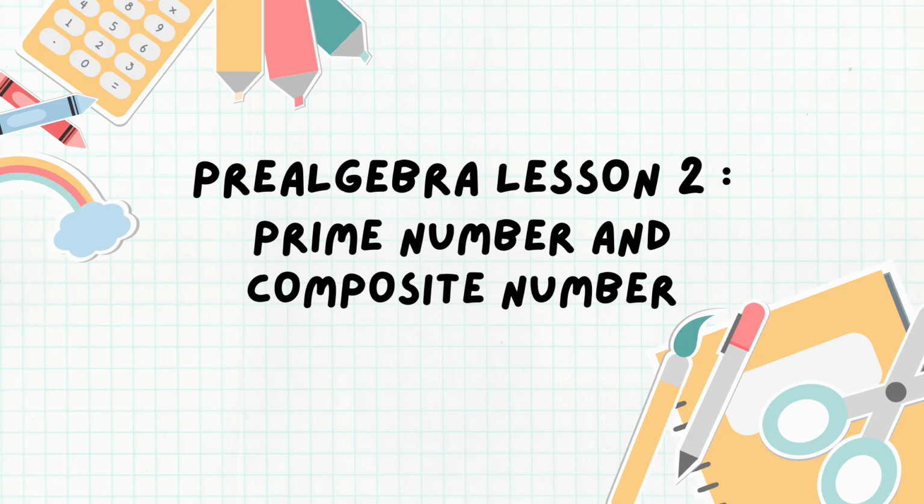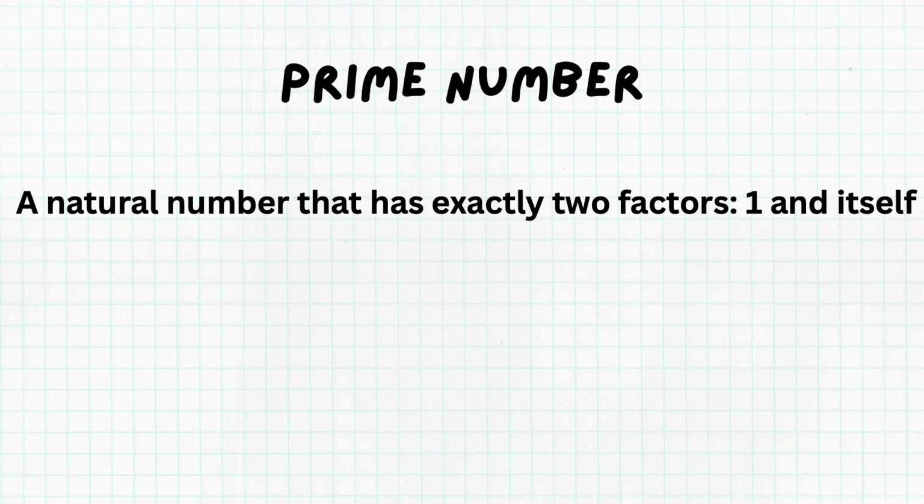In today's class, we're going to learn about a very important concept: prime numbers and composite numbers. What is a prime number? A prime number is a natural number that has exactly two factors, 1 and itself.